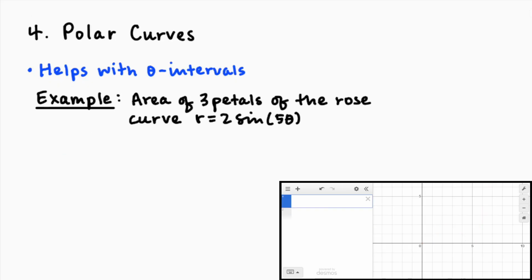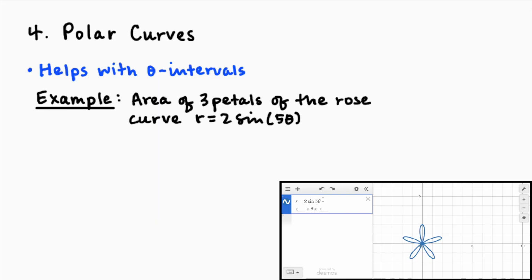Okay, number 4, polar. Desmos is particularly helpful with polar, in my opinion, for a few reasons. Now, this is a BC only topic, so if you're a student in Calculus AB, you might just go ahead and skip on to tip number 3. But if you are interested in graphing polar curves, this is really nice. So we're going to find the area of 3 petals of the rose curve r equals 2 sine of 5 theta. Okay, so I'm going to just type it in, just like you see it.